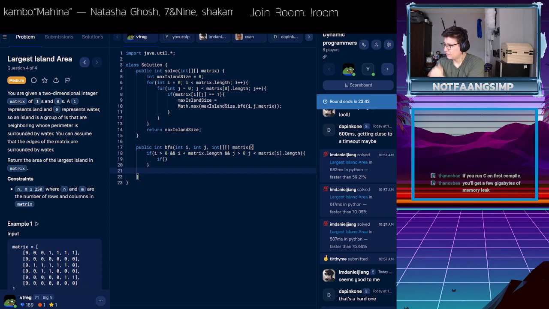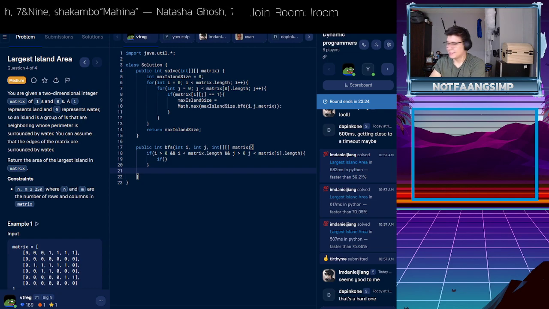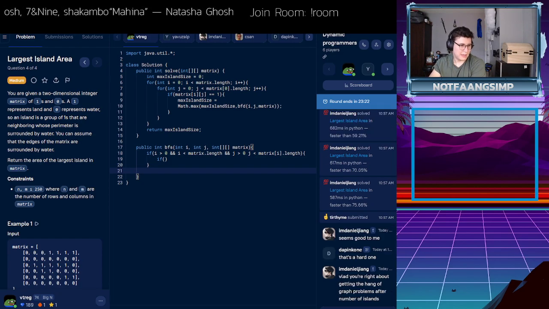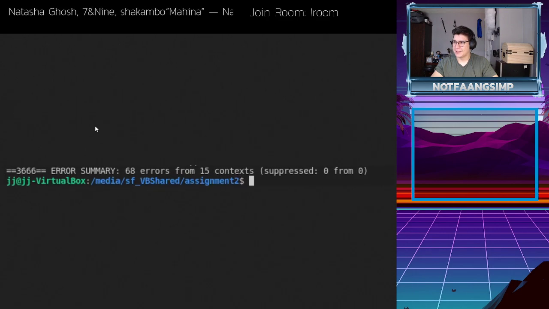We get a few gigabytes of memory leak. Yeah, see, I was working on the multi-threading assignment in C. Where is it? Because we finally got this assignment working, right? And afterwards, I opened, getting the hang of graph problems after number of islands. Then I ran Valgrind because I needed to make sure it didn't have memory leaks and issues. I opened Valgrind, and this is what I was presented with.